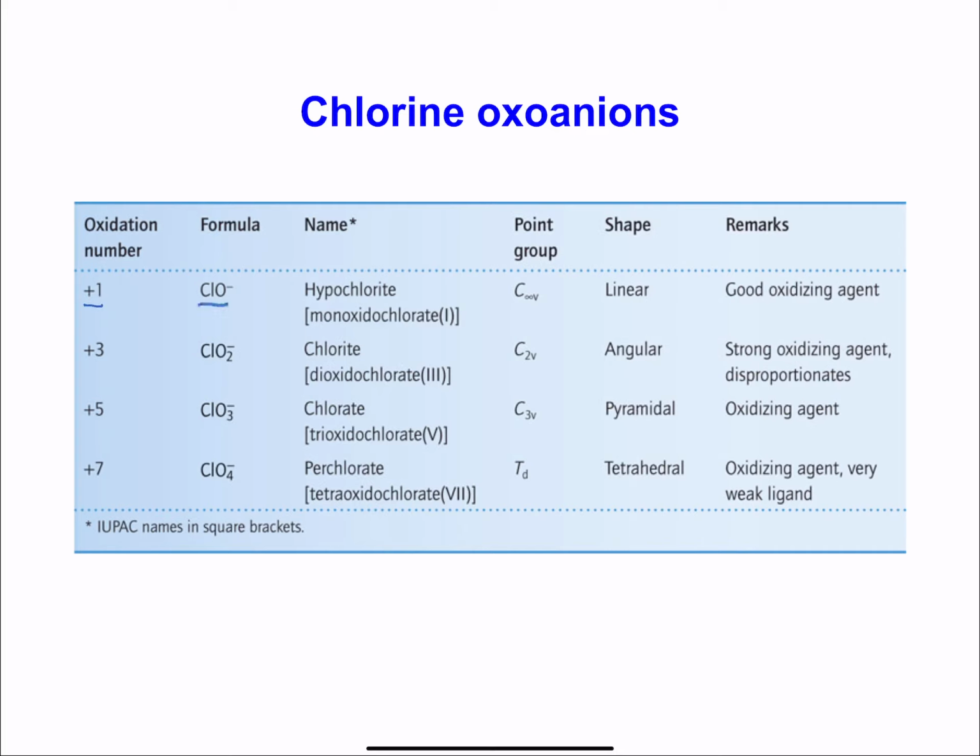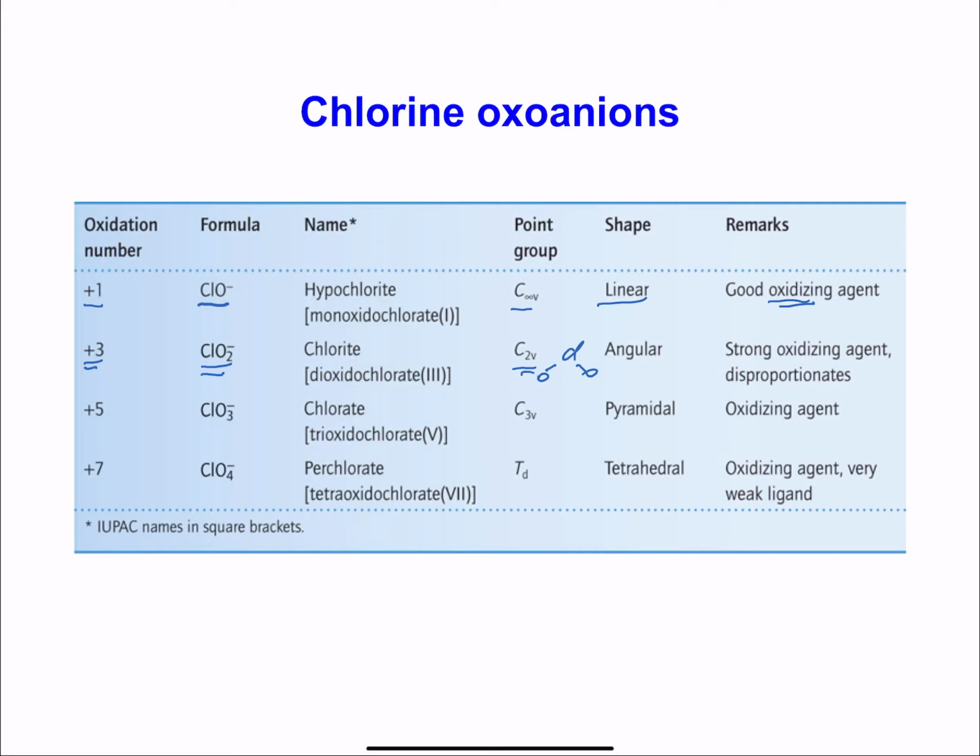All right, let's talk about oxo anion compounds using chlorine as an example. So we have 4 oxo anion compounds. This one has chlorine in the +1 oxidation state. That's the chlorine oxygen anion, called hypochlorite. It has C infinity V geometry, that's the point group, also indicating a linear structure. And that's an oxidizing agent.